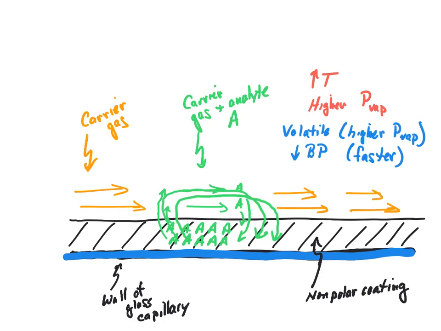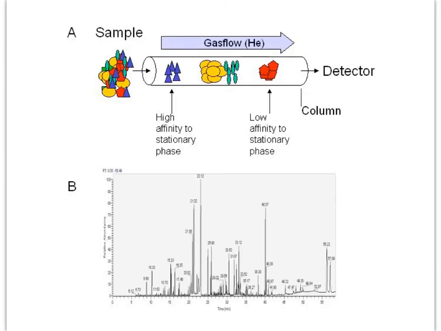The things with higher boiling points, those have lower vapor pressure, they move through the column slower. And so we can separate on the basis of boiling point temperature. So this is a cartoon showing a mixture of analytes. They're injected, they're picked up by the carrier gas, they go into the column. And so it's a combination of affinity to the stationary phase and volatility.